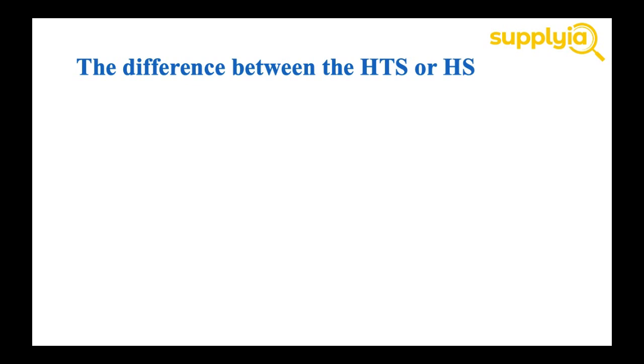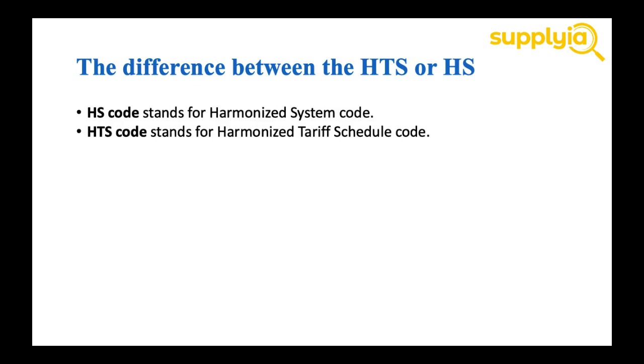The next point I want to talk about related to calculating duty is the difference between the HTS or HS code. So, is it HTS or HS code? Most people are confused about this. Here is the difference. By definition, HS code stands for Harmonized System Code. HTS code stands for Harmonized Tariff Schedule Code.